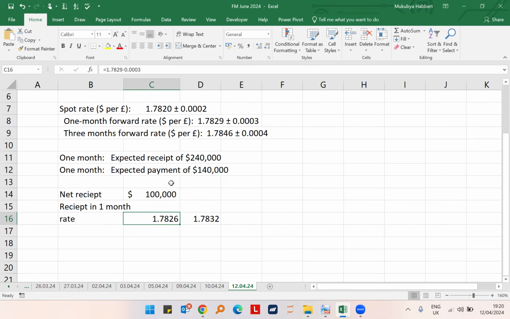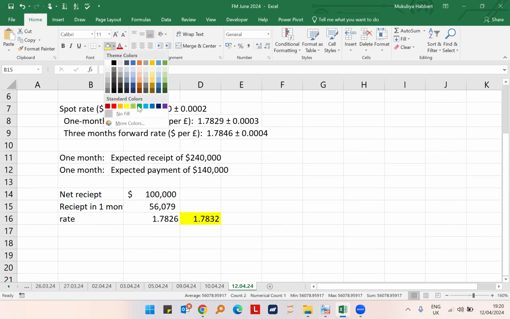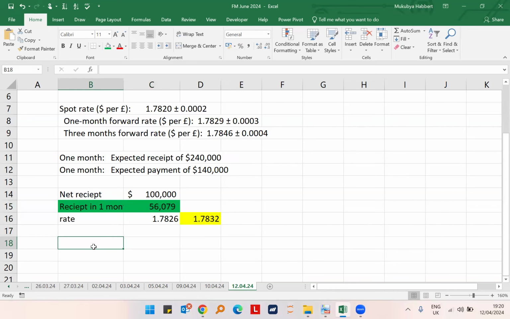So we are receiving $100,000 and therefore we are converting them to pounds. Therefore we are going to buy pounds. And because we are buying pounds, the bank will sell them to us at 1.7832. So that's the rate I'm going to use. Therefore the receipt is going to be 100,000 divided by 1.7832. We are saying divide by because we are converting to the base currency. So that is the receipt in 1 month.